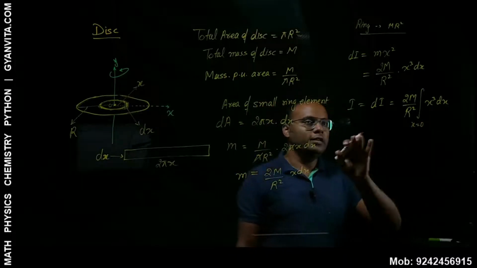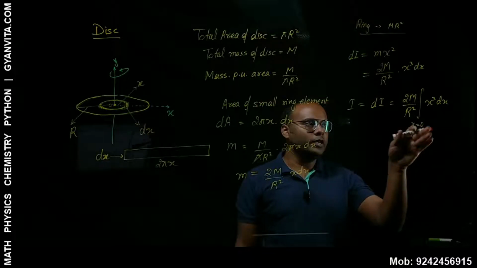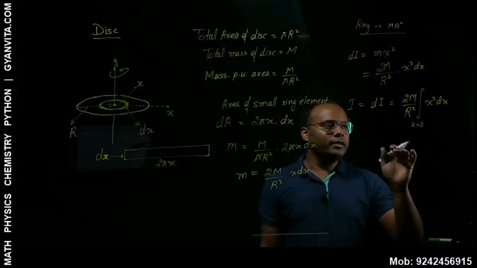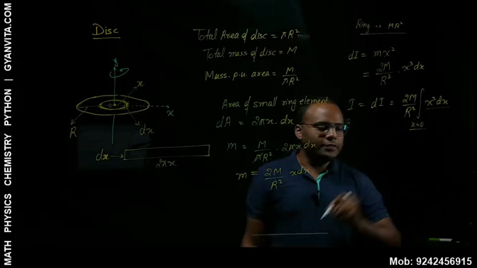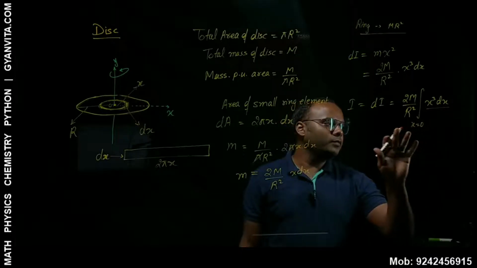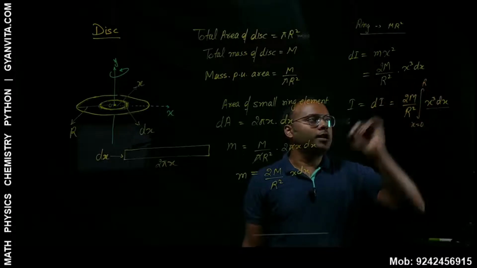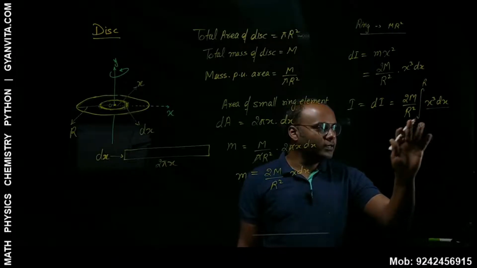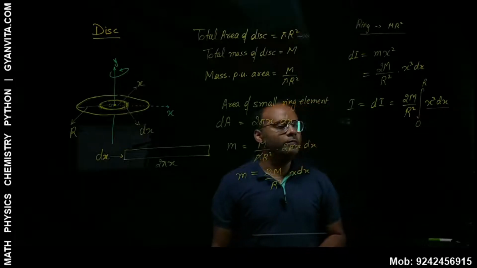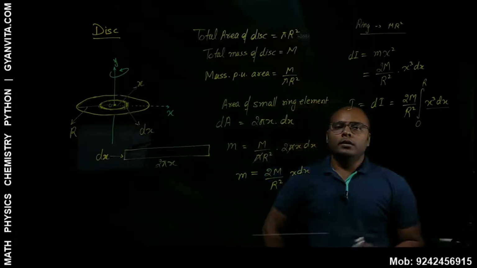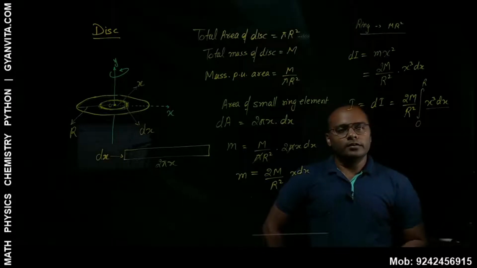Generally we don't write x equals 0, but if you write it, it is not wrong. It is just to make it clear that it is x which is varying, and that's why these are the limits of x. So x is varying from 0 to r. Even if you don't write x equals, it still means that it is x which is varying from 0 to r.